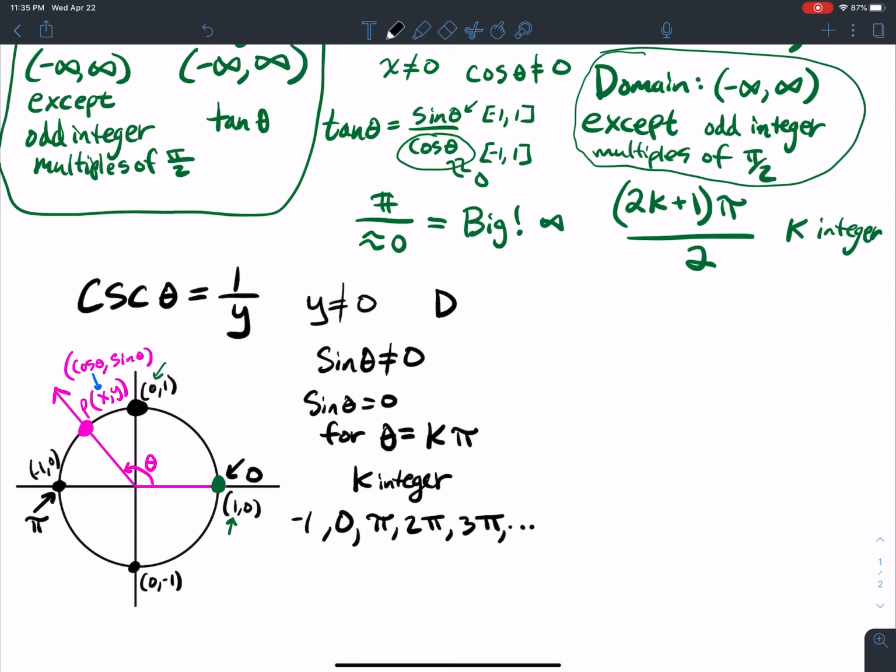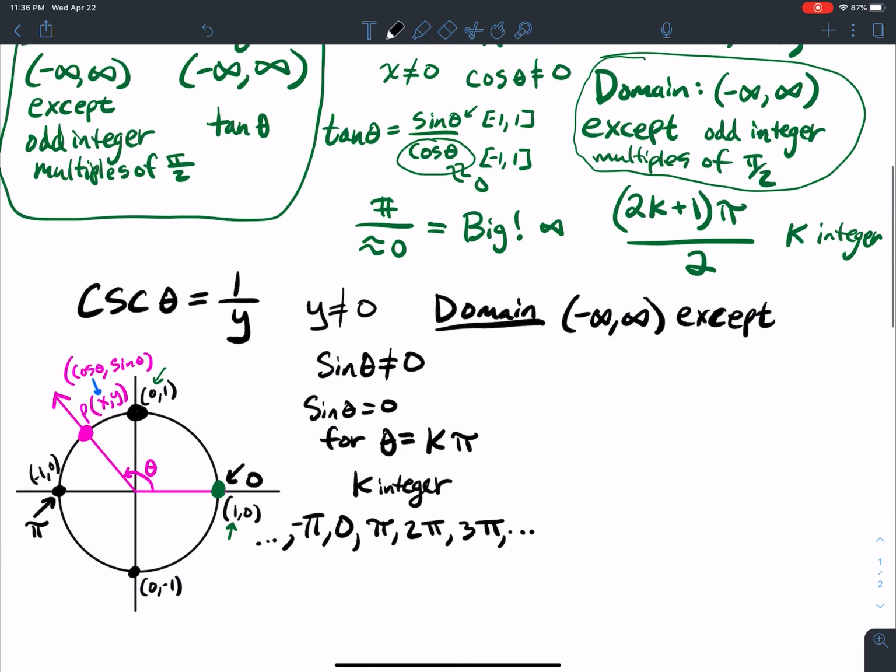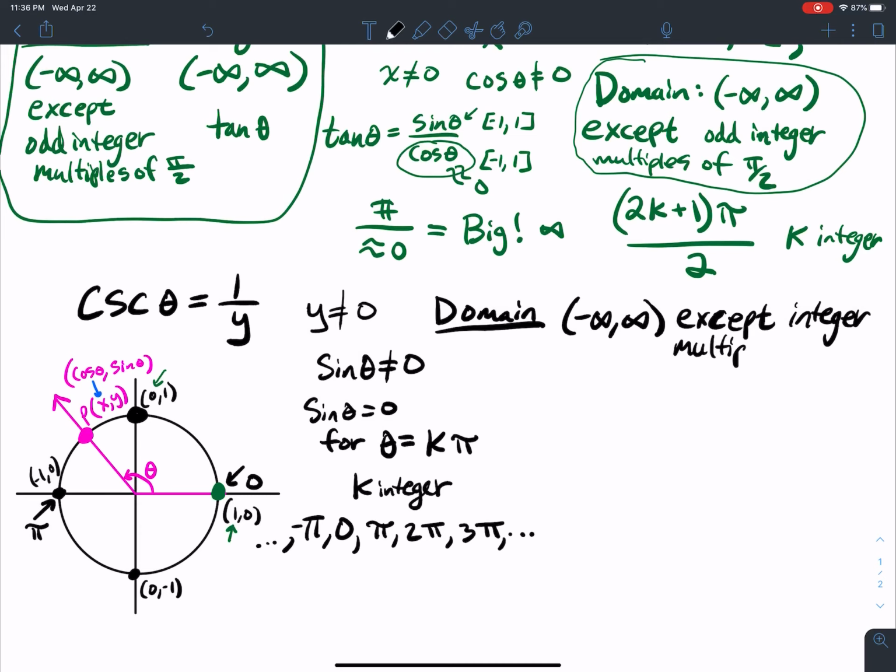But it also works in the other way. Negative pi gets us back to a y equals 0 over here, and so on, going that way too. Okay? So what's the domain? Domain for the cosecant is all real numbers except what? Except integer multiples of pi. Integer multiples of pi.